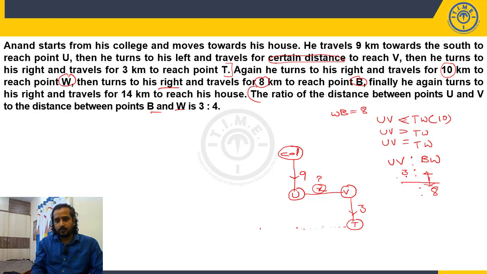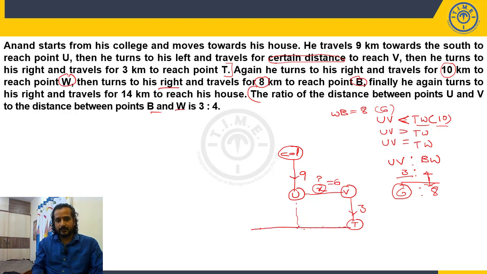48 kilometers. So UV distance will be equal to how many kilometers? 6 kilometers. So X is 6 kilometers. Now earlier we had a doubt whether UV is less than TW, greater than TW, or equal to TW. Now what I can say is that UV is less than TW, because UV distance is 6, and TW is 10 kilometers.